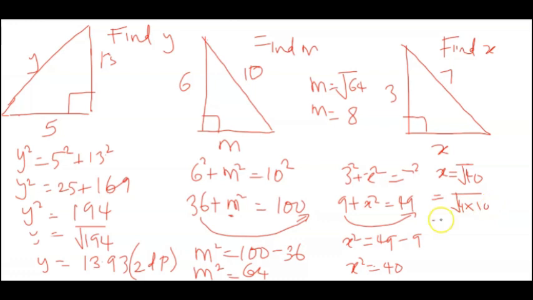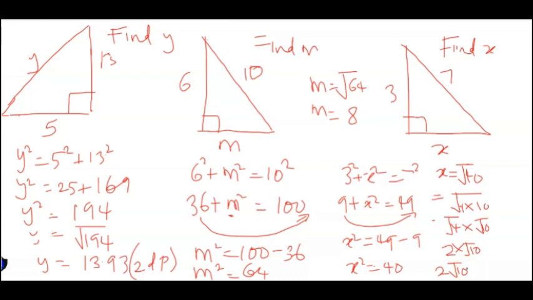Which can also be written as the square root of 4 times the square root of 10. The square root of 4 will give us 2, times the square root of 10. And that will give us 2 root 10. 2 root 10. Okay.